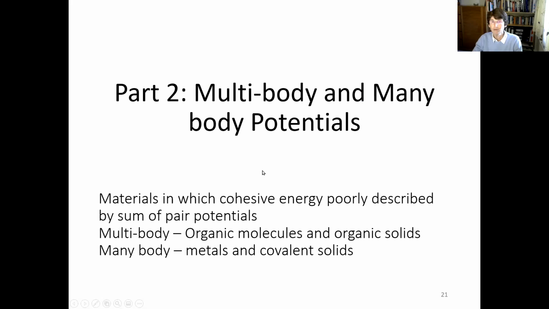Those are the simplest of all types of potentials I have just discussed. Now I want to move on to multi-body and many-body potentials. I've said that for two-body potentials, you can write the cohesive energy as the sum of the interaction between pairs of atoms in the material. For some materials, this really just doesn't work. These include things like large organic molecules, where we use multi-body potentials, and metals and covalent solids. Such pair potentials will not describe the physics of these materials.